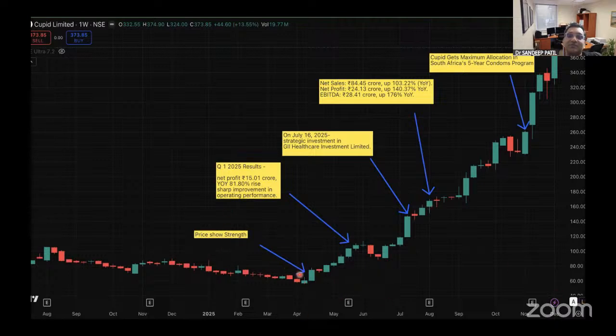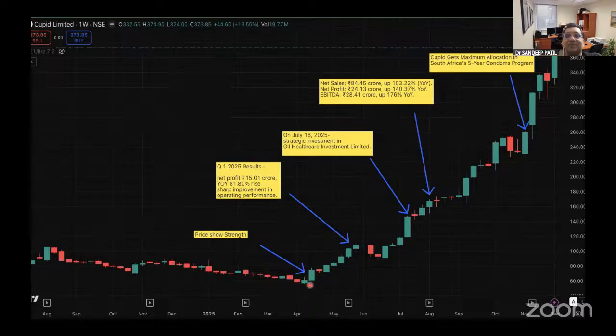But look at the story. This is a bullish engulfing. As a trader, I'm just looking at the chart, and it has become a higher low, and I can buy here at around 100. But before that, the result comes. Price initially showed strength, then the result comes. Net profit increased by 81.80% year on year, and there is a sharp improvement in operating performance. So already people knew here that the results were going to be good. So they made a position here.